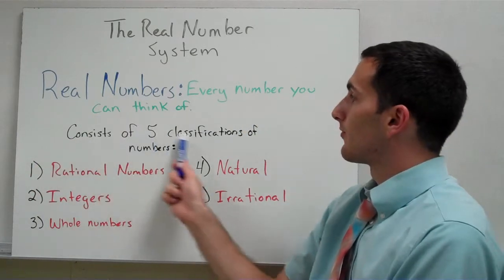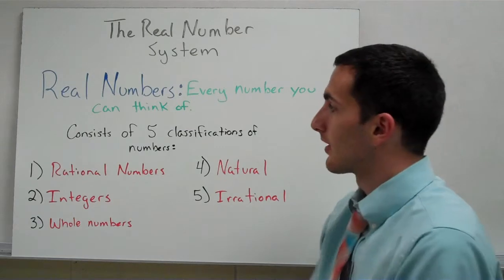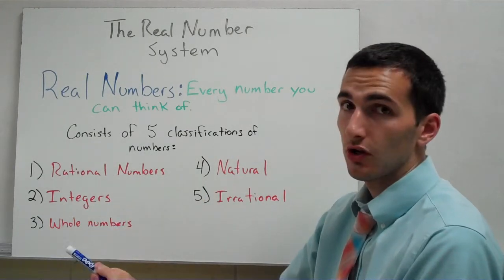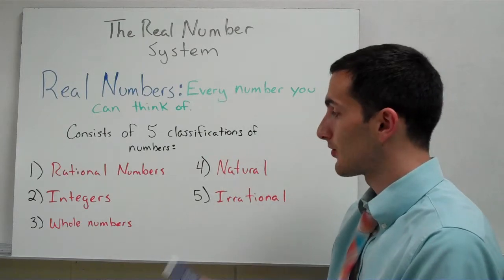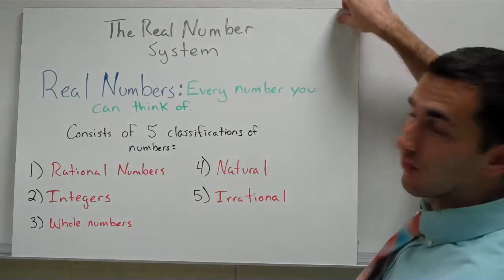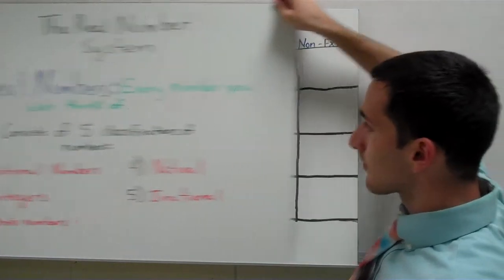Real numbers consist of 5 classifications. These 5 classifications are rational numbers, integers, whole numbers, natural numbers, and irrational numbers. So let's get into what these things are and what they mean.